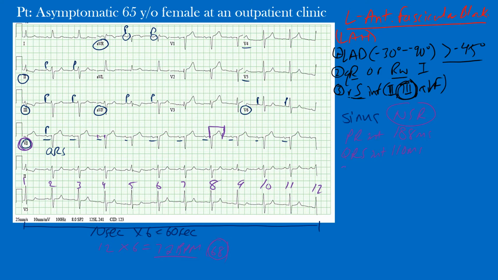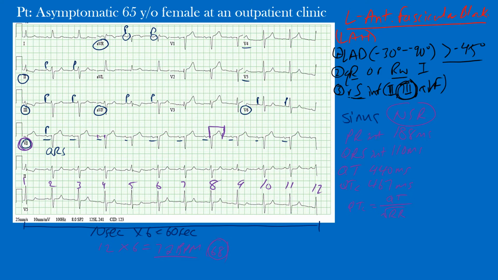So our QT interval here was 440 milliseconds. And the QTc interval, which corrects for heart rate, was 467 milliseconds. And you can use what's called the Bazett formula to help calculate that. The Bazett formula just means the QTc interval, which is the QT interval over the square root of the R to R interval.